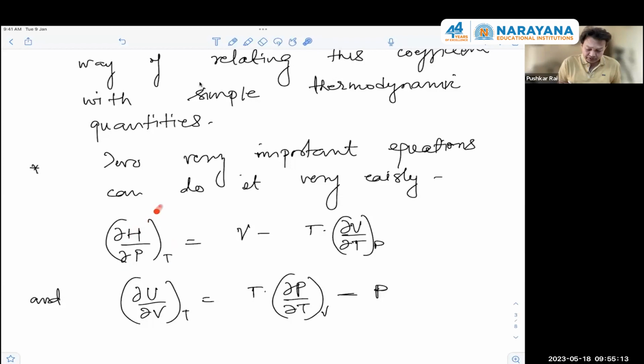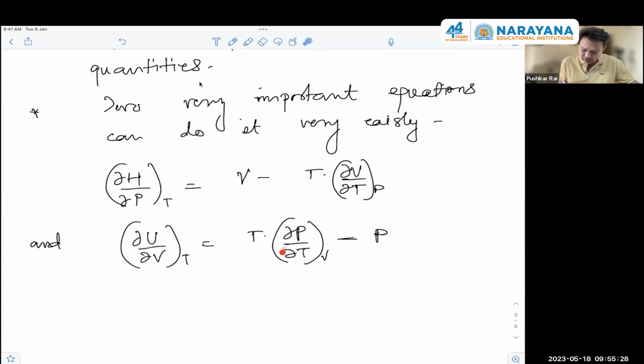This is V, which has the dimension of volume. So volume minus T into del V by del T at constant P. That is a very common thermodynamic equation, a most famous thermodynamic equation of state. Similarly, del U by del V at constant T is equal to this. You verify this. These quantities are 0 for an ideal gas. That is why del H by del P at constant T was always 0 for an ideal gas, but they are non-zero for real gases, especially van der Waals gases.